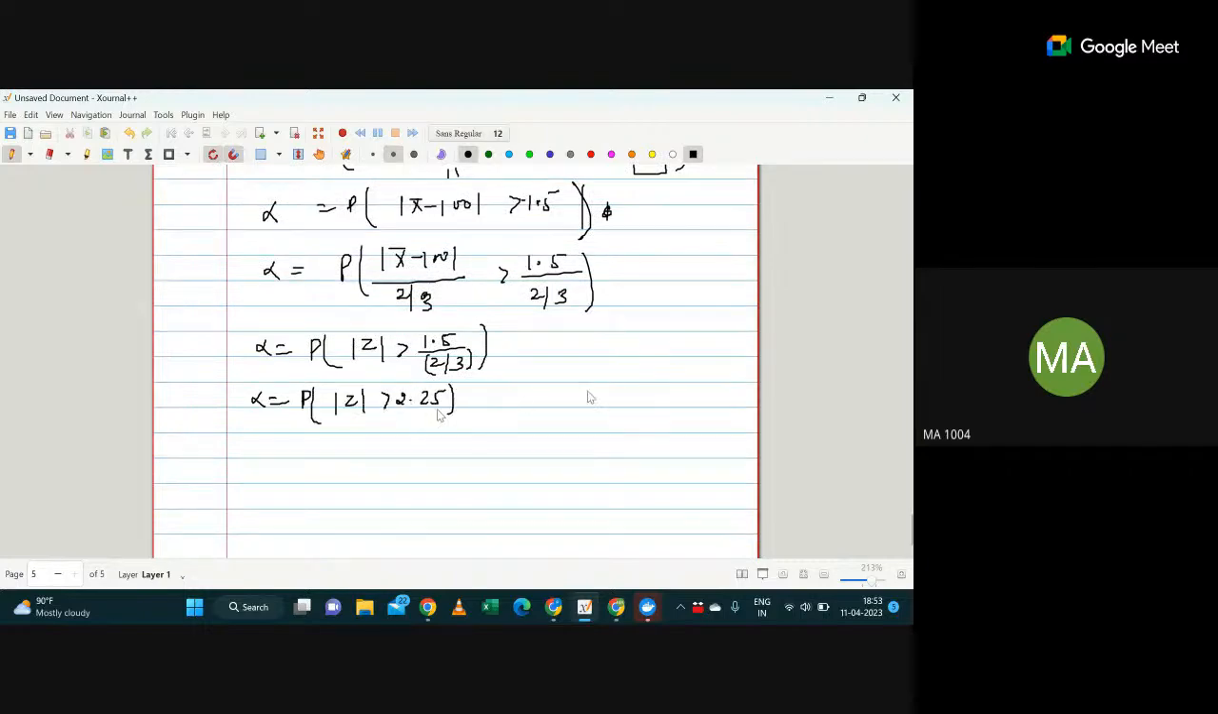2.25. Now, as per the two-sided test, what can I write down from here? z is greater than 2.25 or z is less than minus 2.25. As per the symmetry, these two sides are equal, correct?